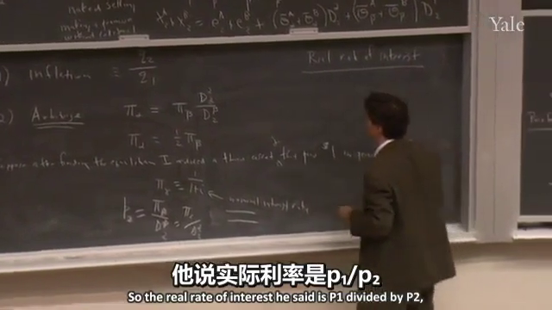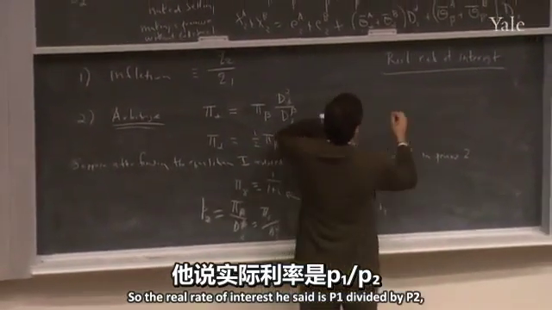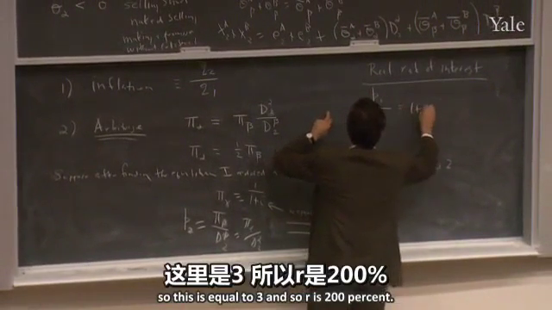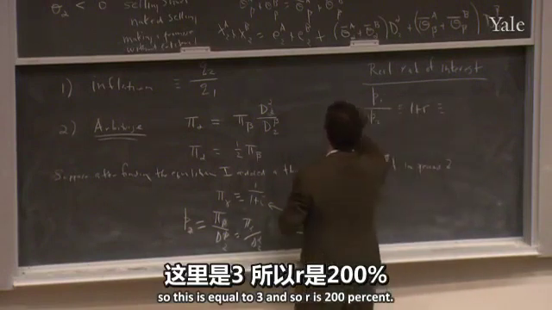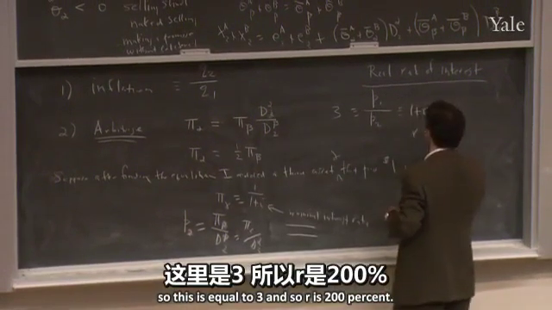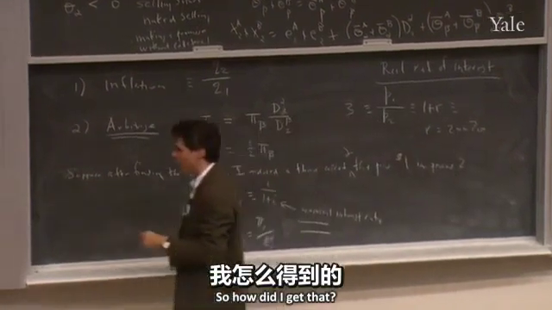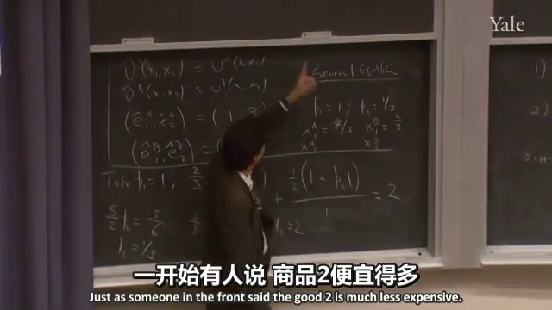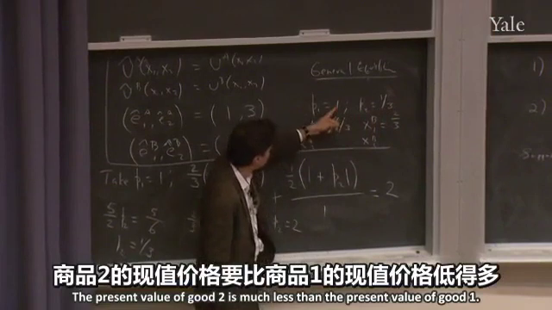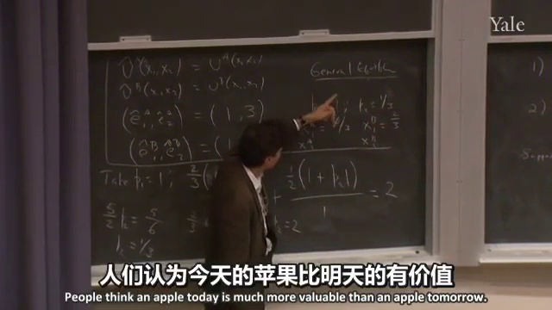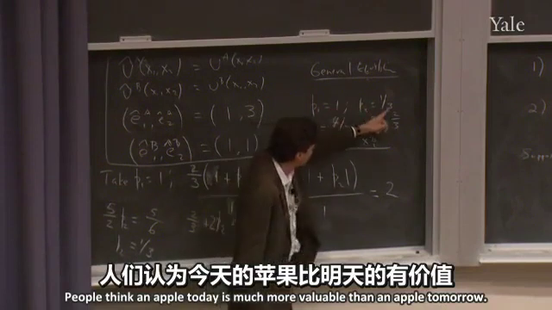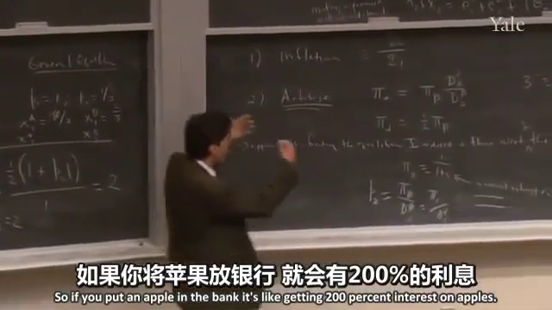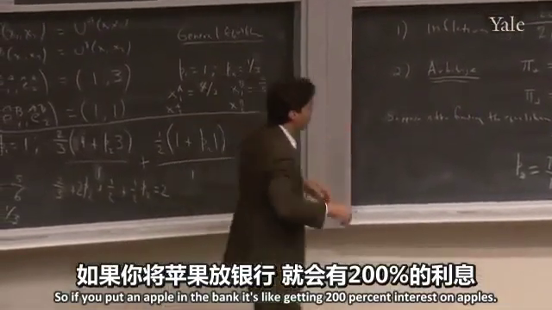So the real rate of interest, he said, is P1 divided by P2. So this is equal to 3, and so R is 200%. Okay, so how did I get that? Just as someone in the front said, the good 2 is much less expensive. The present value of good 2 is much less than the present value of good 1. People think an apple today is much more valuable than an apple tomorrow. So if you give up an apple today, you can get 3 apples next year. Just like if you put an apple in the bank, it's like getting 200% interest on apples.